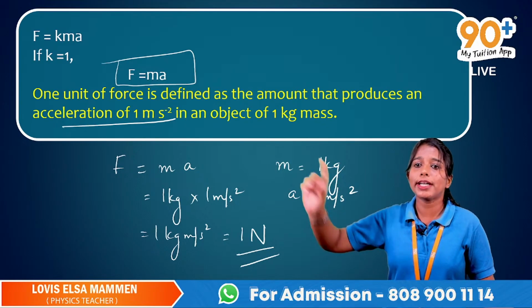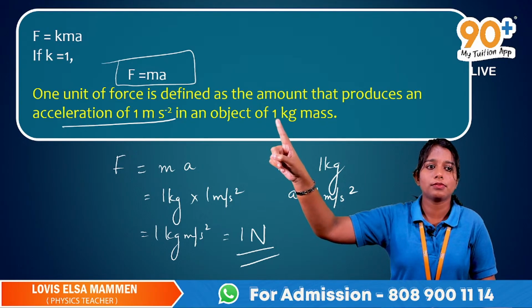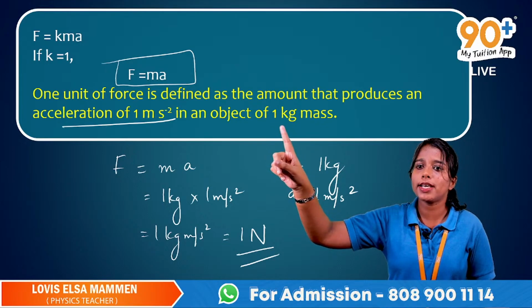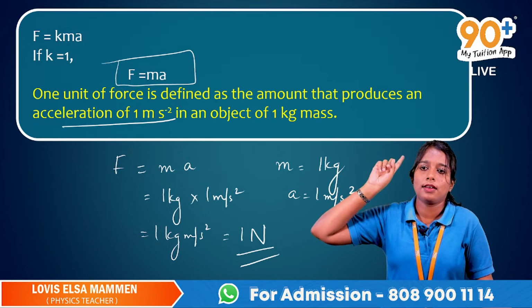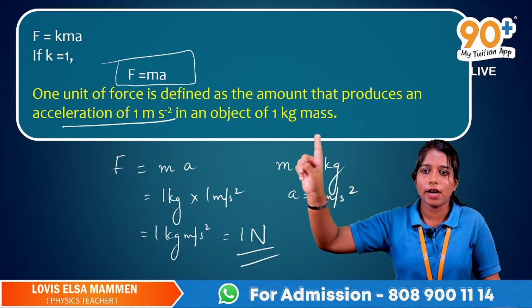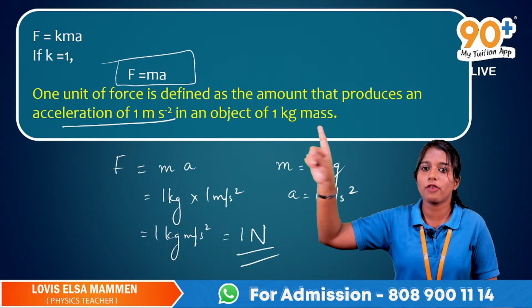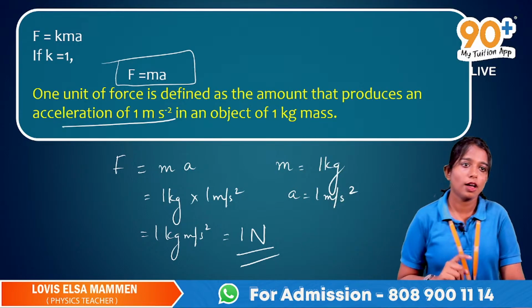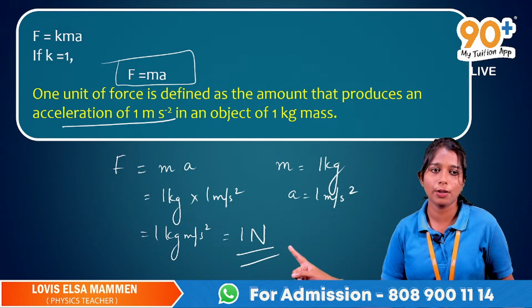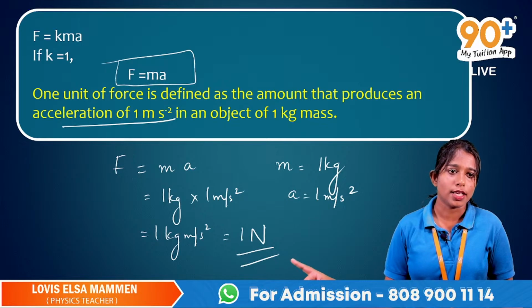So if asked what 1 Newton is, you must write this definition. What is 1 Newton? The definition can be asked. 1 Newton is the force that produces an acceleration of 1 meter per second square in an object of 1 kilogram mass. If asked what 1 Newton is, this is the answer. Got it?